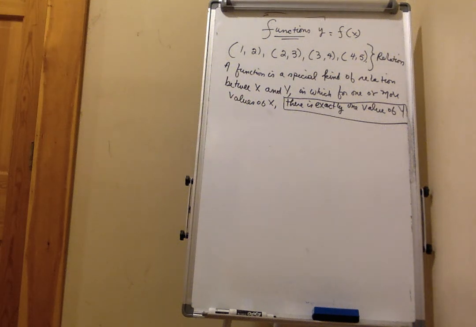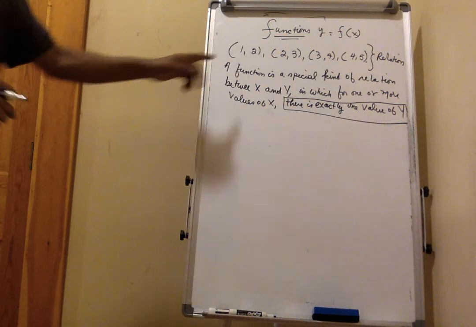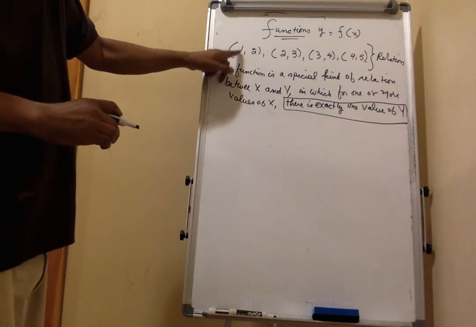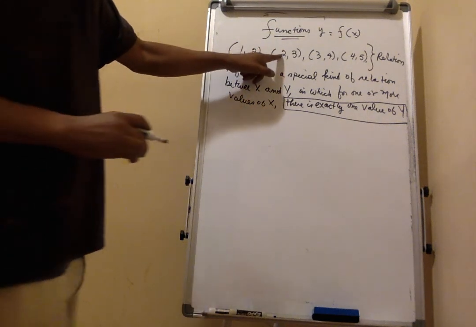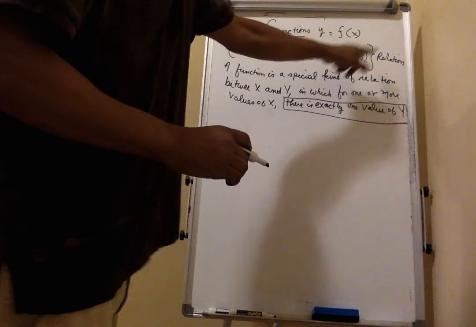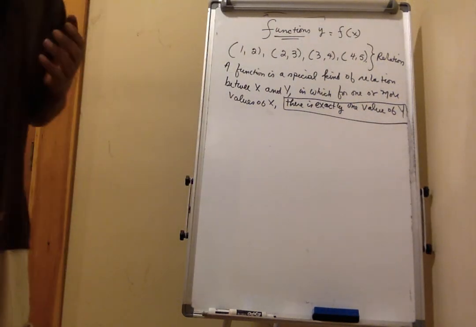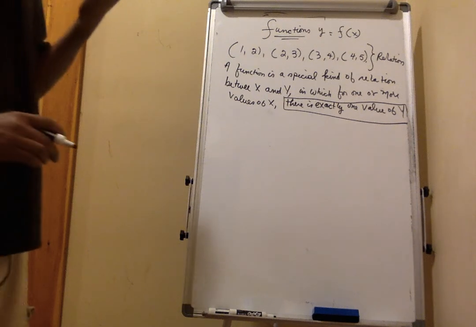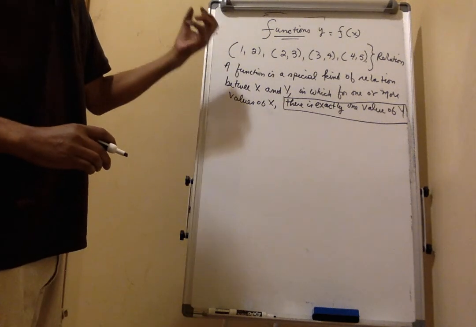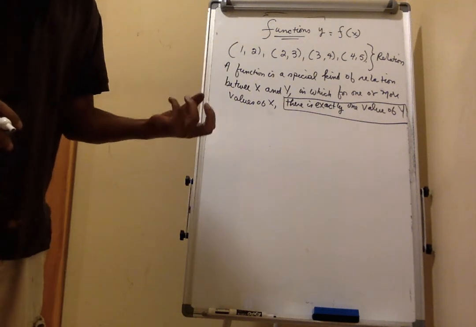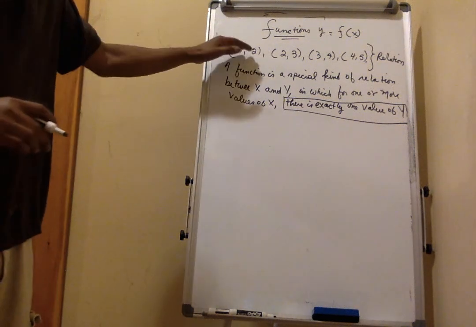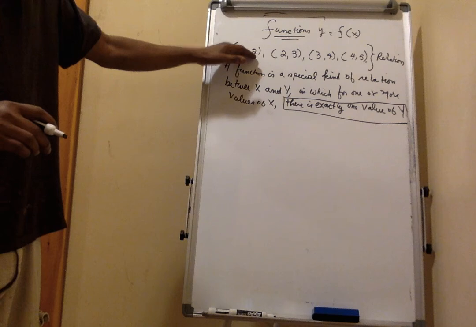So let me start with our example of relation, the ones that I have looked at. Look at the ordered pairs. When x is 1, y is 2, when x is 2, y is 3, 3, 4, 4, 5. It satisfies our definition of functions because for one value of x, there is exactly one value of y. So this is a function.